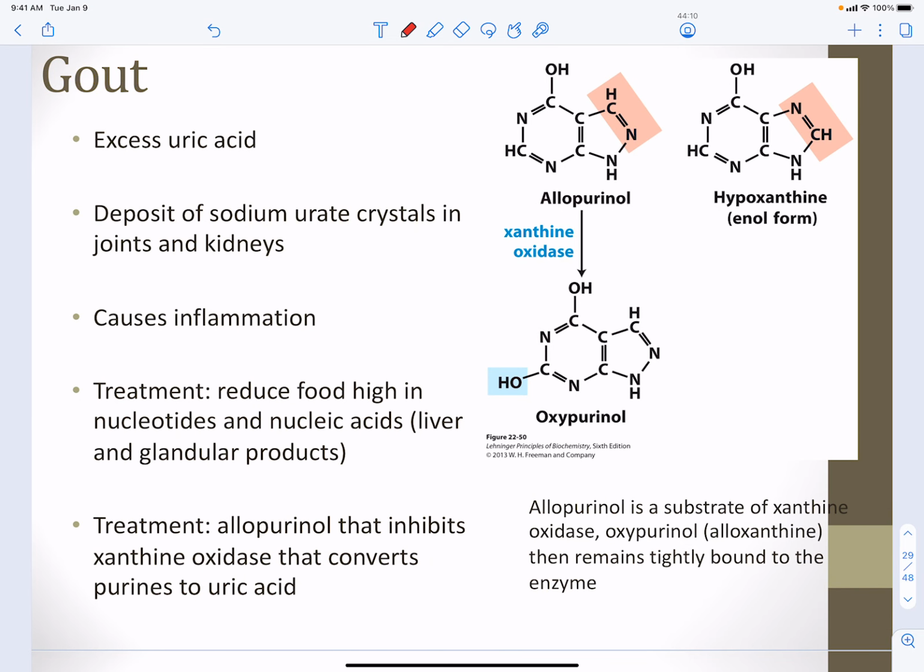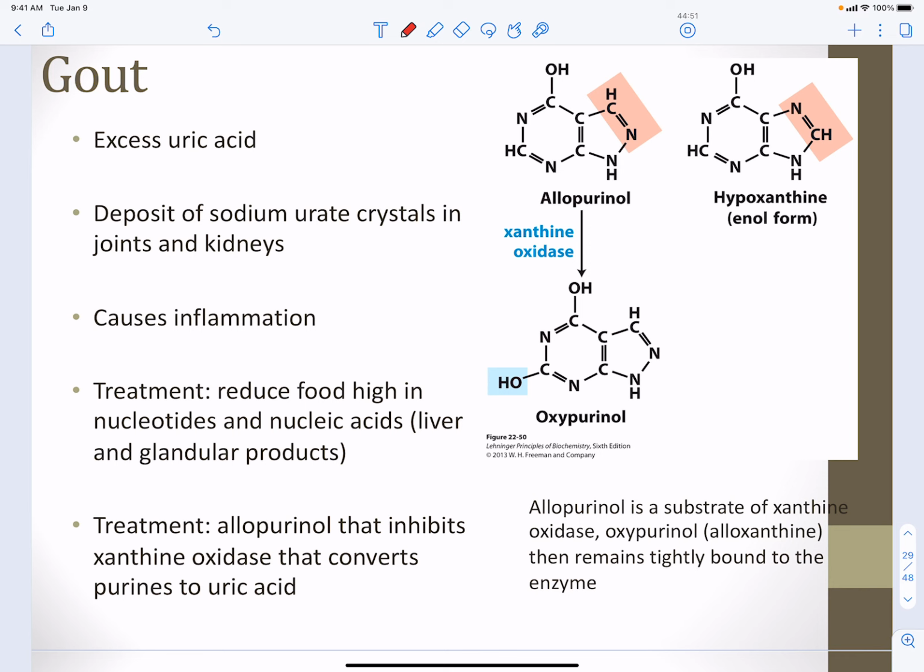Now, the excess of uric acid doesn't necessarily have to be caused by a deficiency. It can be caused by diet, but an excess of uric acid is going to ultimately deposit crystals in your joints and kidneys. And what happens when anything gets deposited somewhere? Your immune system thinks that it's foreign and it attacks it. So this is going to cause inflammation by your immune system. Treatment of this, if it's diet related, is to reduce foods high in nucleotides. Also, allopurinol is going to inhibit xanthine oxidase, and that's important in converting these purines to uric acid.